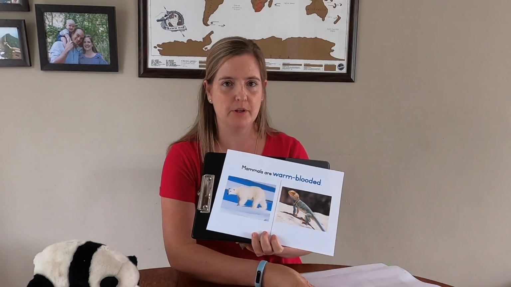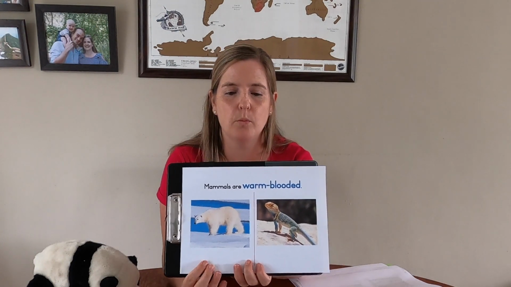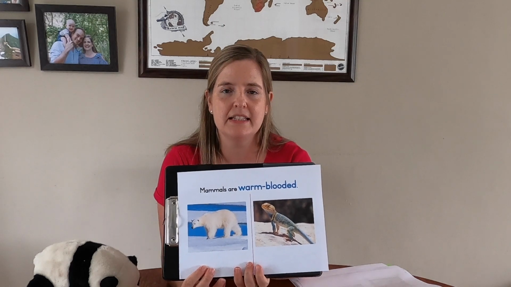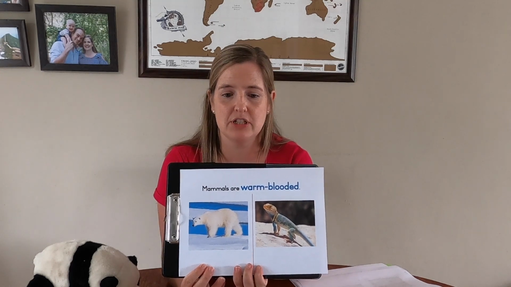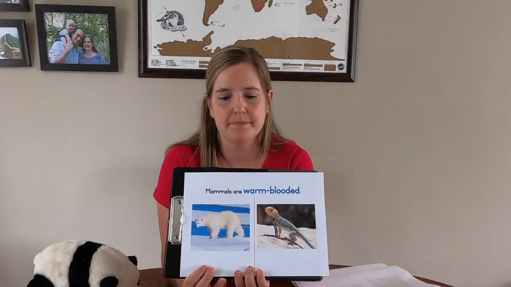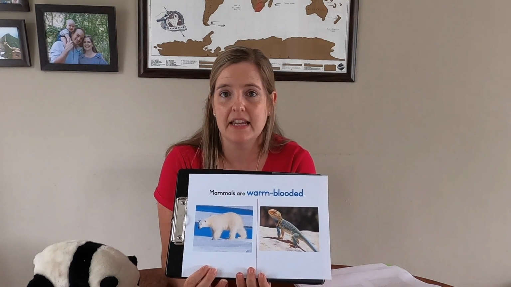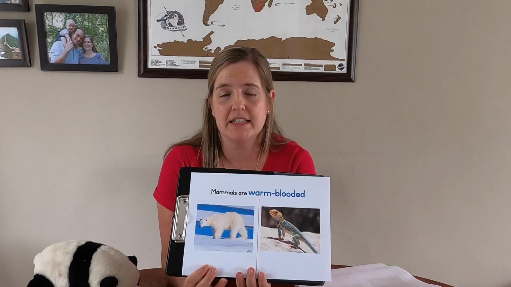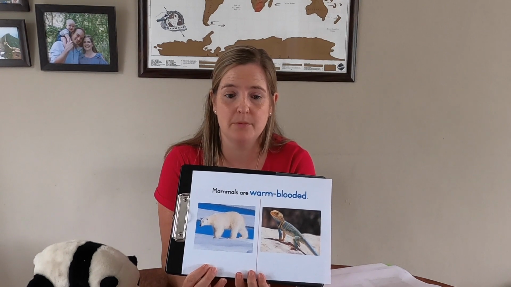Okay, the last thing that we're going to learn about mammals today is that they are warm-blooded. That means that they can regulate their own temperature. They've got warm blood. So some animals, like a snake, reptiles often, they have cold blood. So that means they need to lie in the sunshine to warm up. They rely on other sources to make them warm.